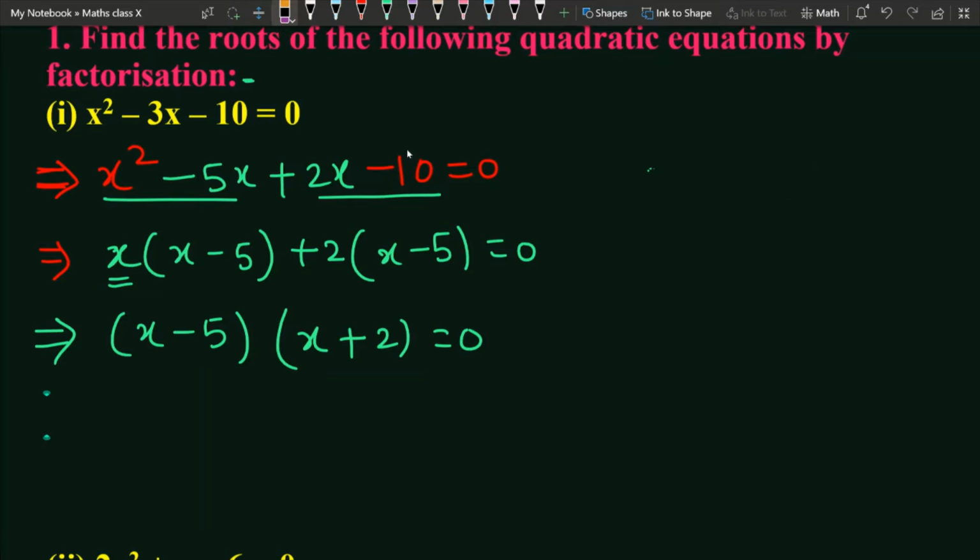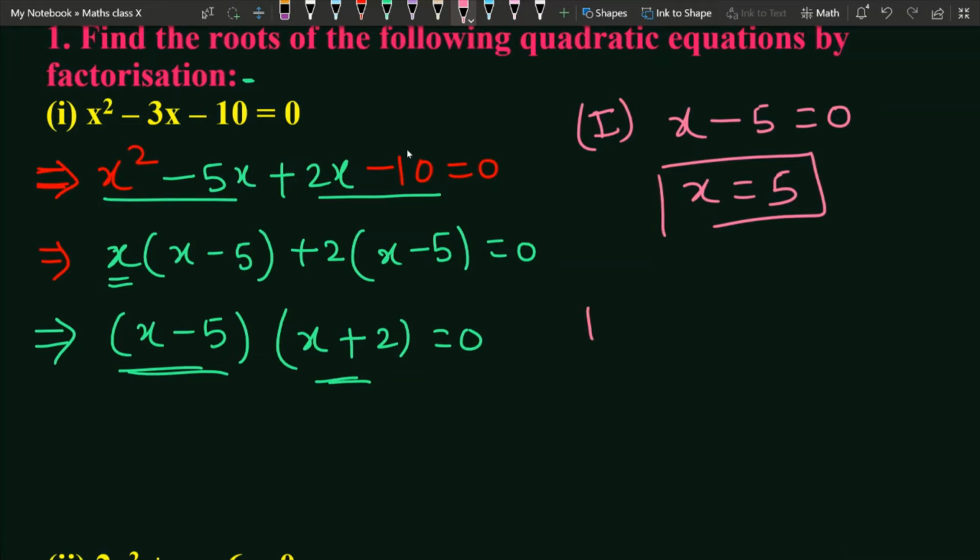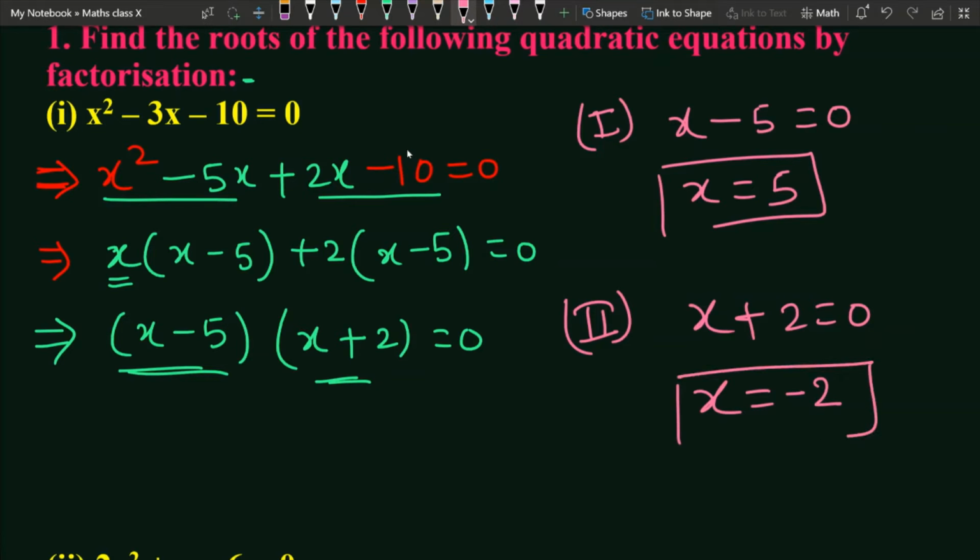Do you remember what we did after this? After solving this, we equated each factor to 0 individually. So first let us start with x minus 5. If x minus 5 is equal to 0, that is x equal to 5, or the second one, x plus 2 may be equal to 0, or you can say x is equal to minus 2. That's it. This is the solution. Till this much you have to do in exercise 4.2.